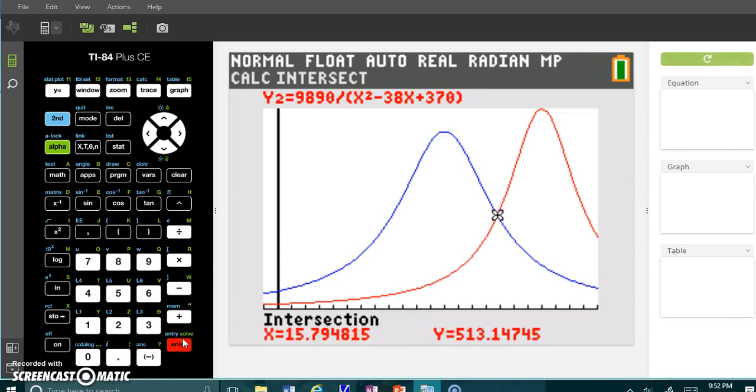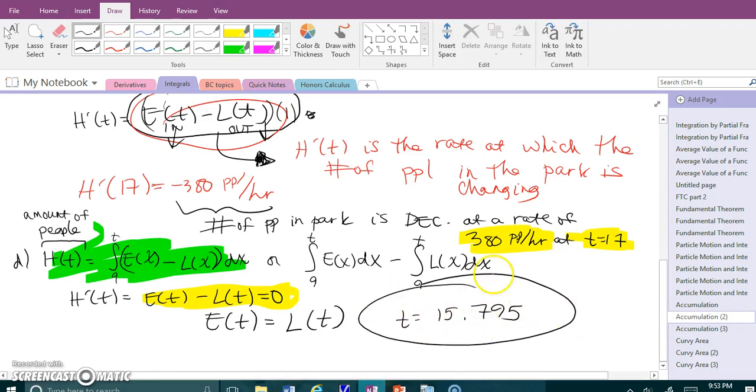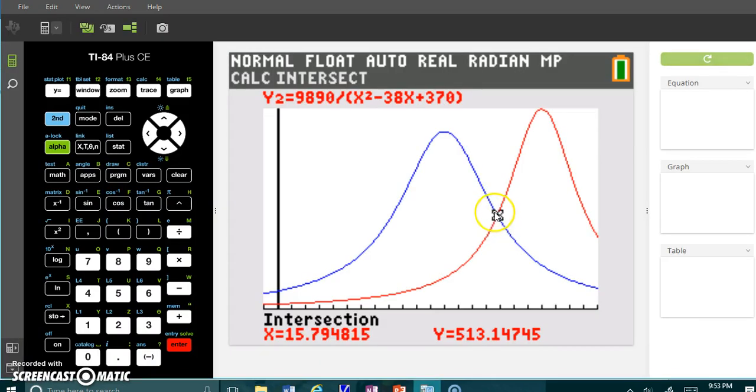And the critical value, which is when the derivative is 0, is 15.795 rounded. So t equals 15.795. That's the only possibility where there could be a maximum. And I know that this has to be a max because before this value, the rate entering is more than the rate leaving. And after this value, the rate entering is less than the rate leaving. So this is when there's the most amount of people in the park at almost 16 hours in.